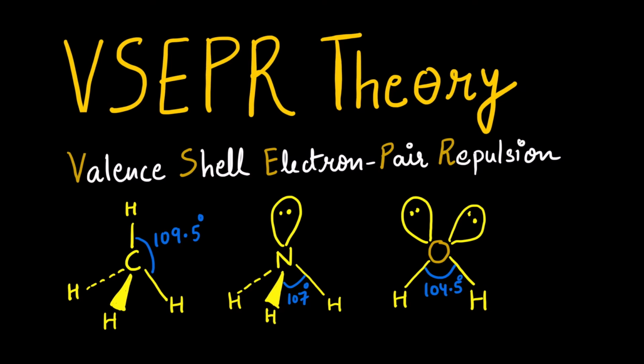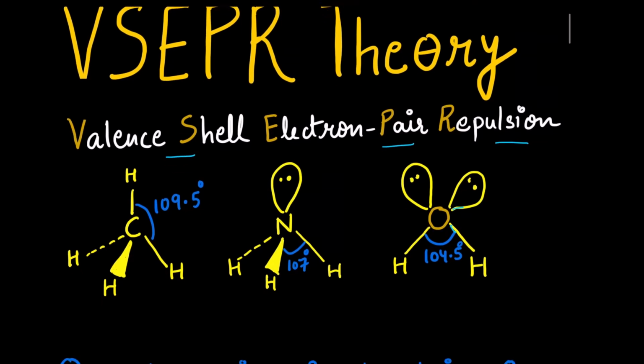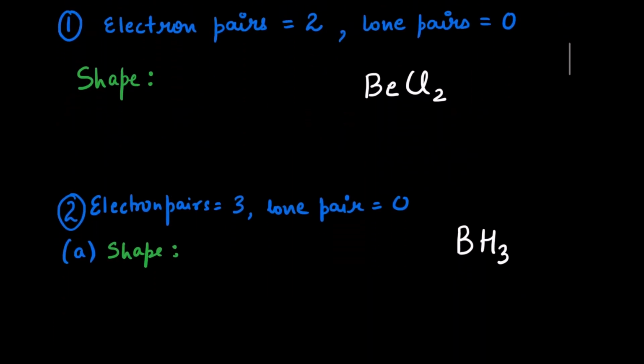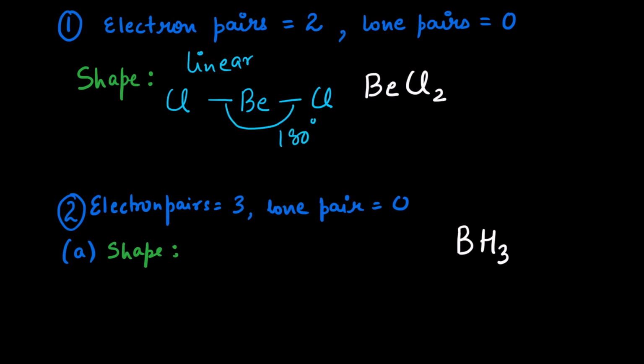We will learn how to determine the shape of the molecule using valence shell electron pair repulsion theory. This theory is based on predicting the structure by minimizing the repulsion between the lone pairs and the bond pairs. Now let's begin with the electron pair corresponding to 2. In order to have a minimum repulsion, the beryllium chloride bond pairs will be as far as possible, forming a linear shape, and the bond angle will be 180 degrees.